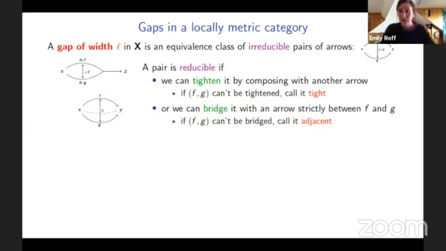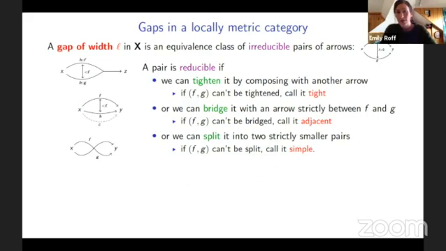Here's another way that a pair might be reducible. So perhaps there's another arrow, say h from x to y, which is strictly between f and g, in the sense that the distance from f to h plus the distance from h to g is equal to the distance from f to g, but the distance from f to h is strictly less than that from f to g. In that case, we'll say that f and g can be bridged. And if f and g can't be bridged, we'll call that pair adjacent.